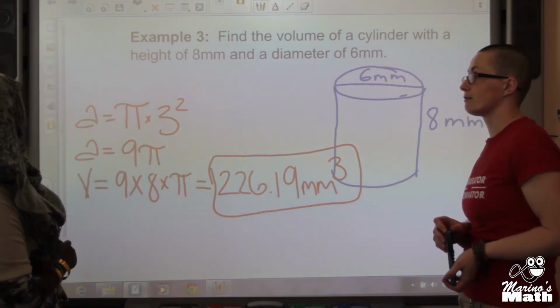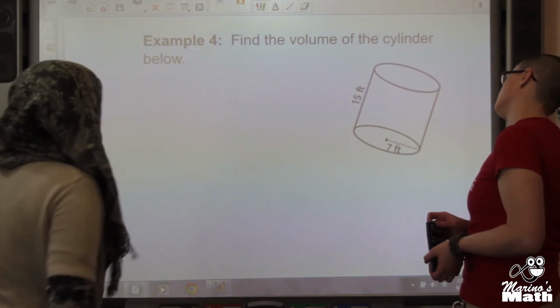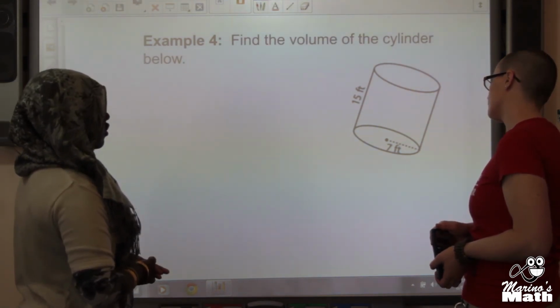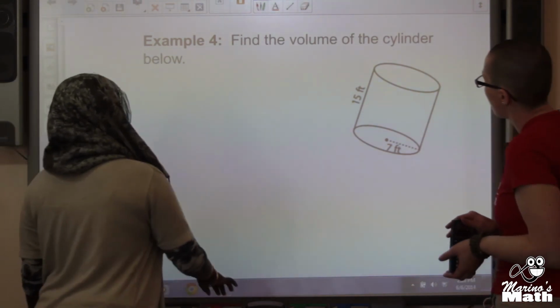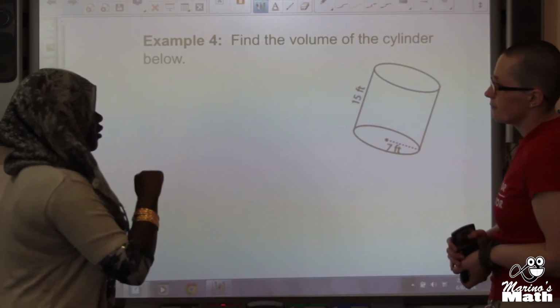All right, one more. Find the volume of the cylinder below. All right, so we have a cylinder here. It has a radius of 7 feet and a height of 15 feet. So first we have to find the area.